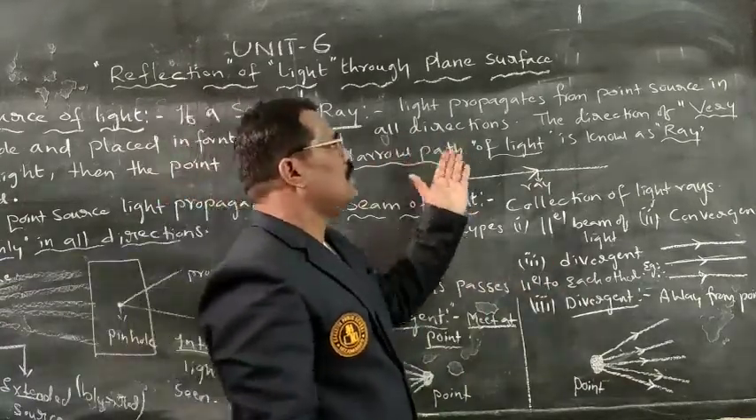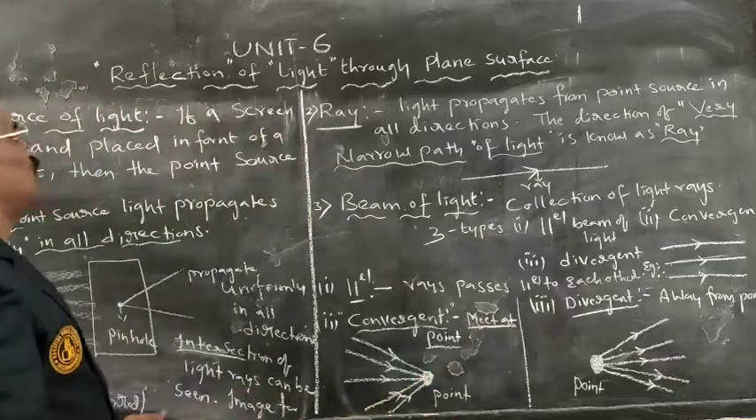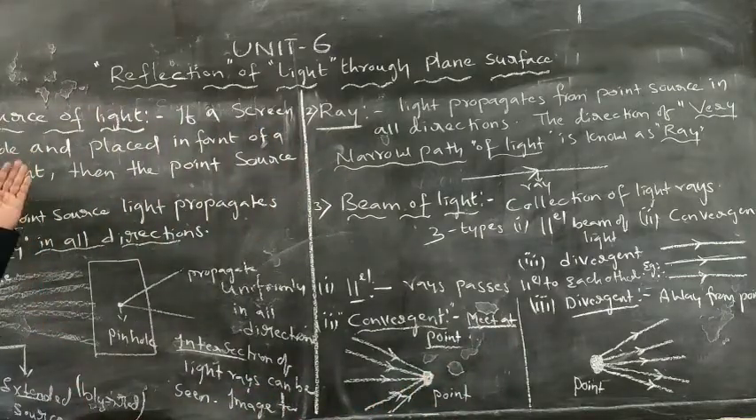These all are some types and concepts of the sources of light, and how the light ray can be propagated.